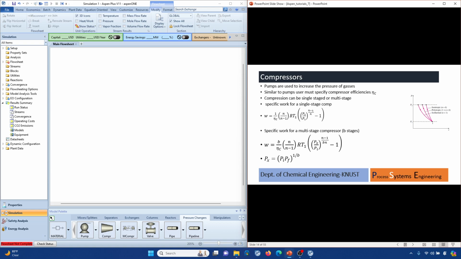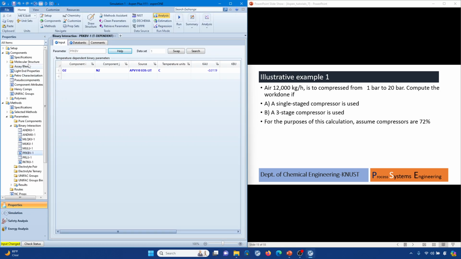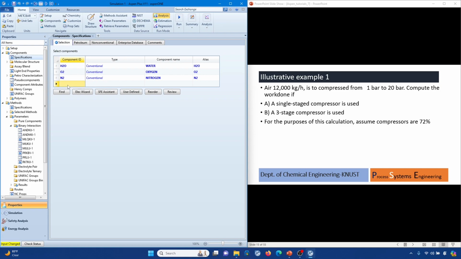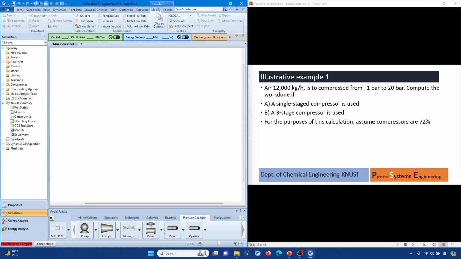Right? So we will solve a problem similarly. We go back to our components. Air is a component. We are not going to use oxygen and nitrogen. We use air. And if we come back to our simulation, we add a compressor.